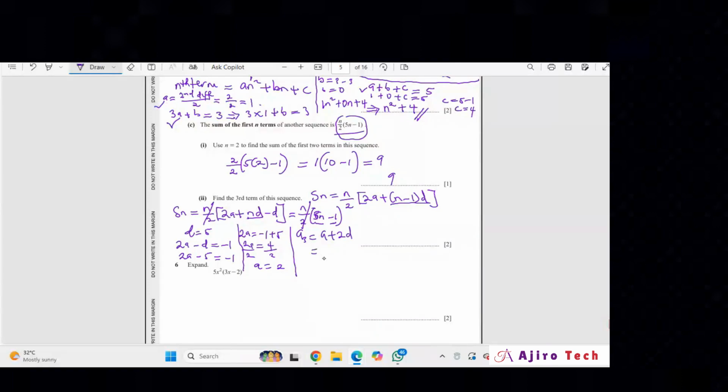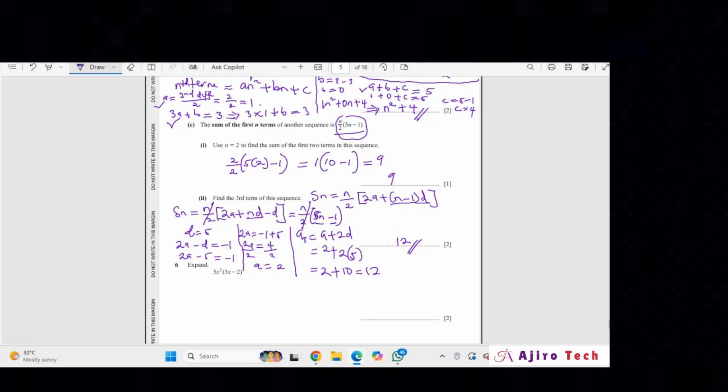So if it's a plus 2d now, our a is what? 2, plus 2 bracket 5. So that will be 2 plus 10, and 2 plus 10 is what? 12. So the third term now is 12.